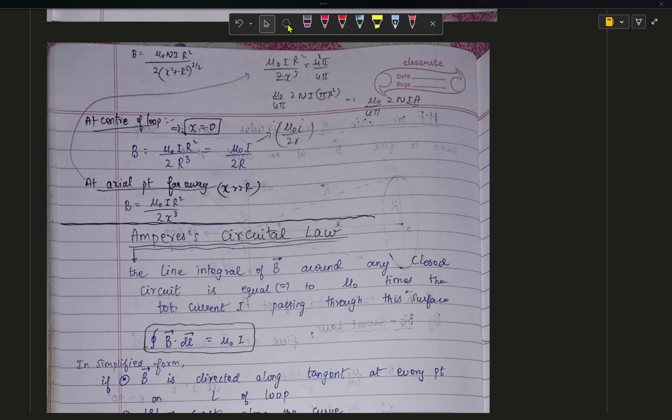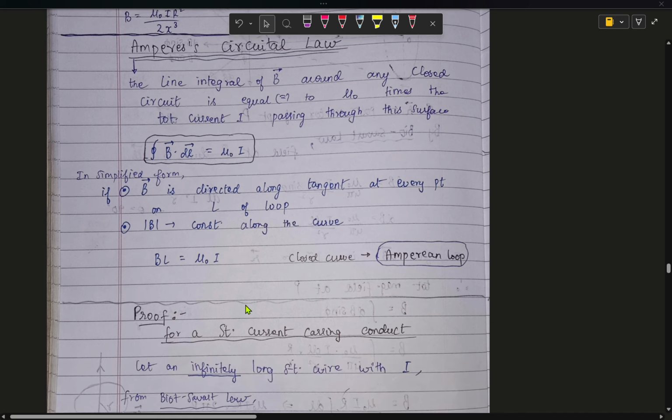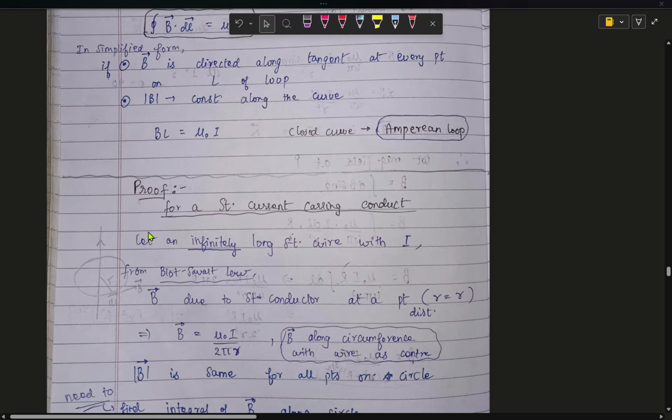That's it. So next topic, Ampere's circuital law. The basic definition: the line integral of magnetic field around any closed circuit loop is equal to mu naught times the total current passing through the surface. You just remember this formula. There is a loop, right? This is C.